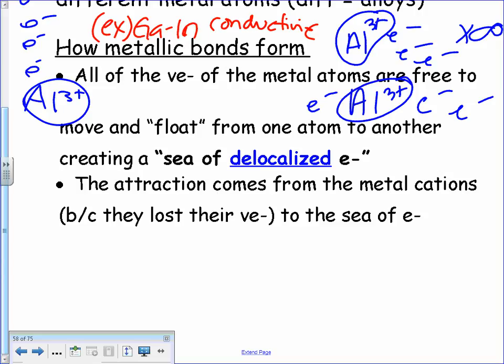Delocalized means what? You're free moving. You're not in one spot. You can be in many, many locations. So delocalized means many locations, not one specific location. And so that's why the electrons are kind of everywhere and they're able to move.